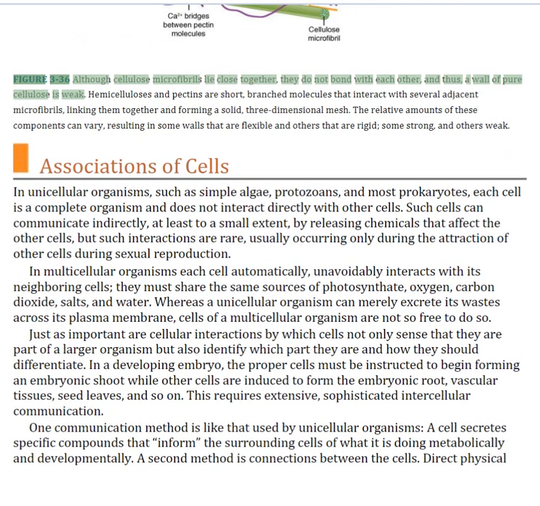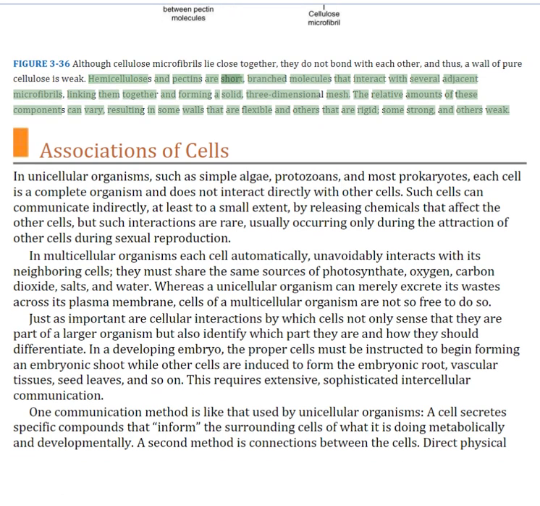Figure 3.36. Although cellulose microfibrils lie close together, they do not bond with each other, and thus a wall of pure cellulose is weak. Hemicelluloses and pectins are short, branched molecules that interact with several adjacent microfibrils, linking them together and forming a solid, three-dimensional mesh. The relative amounts of these components can vary, resulting in some walls that are flexible and others that are rigid, some strong and others weak.